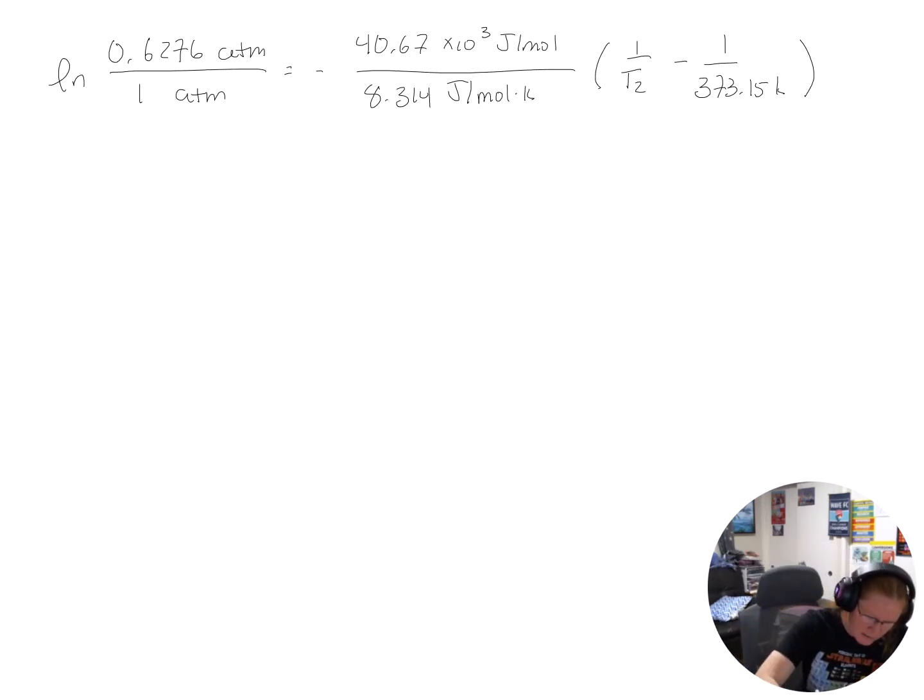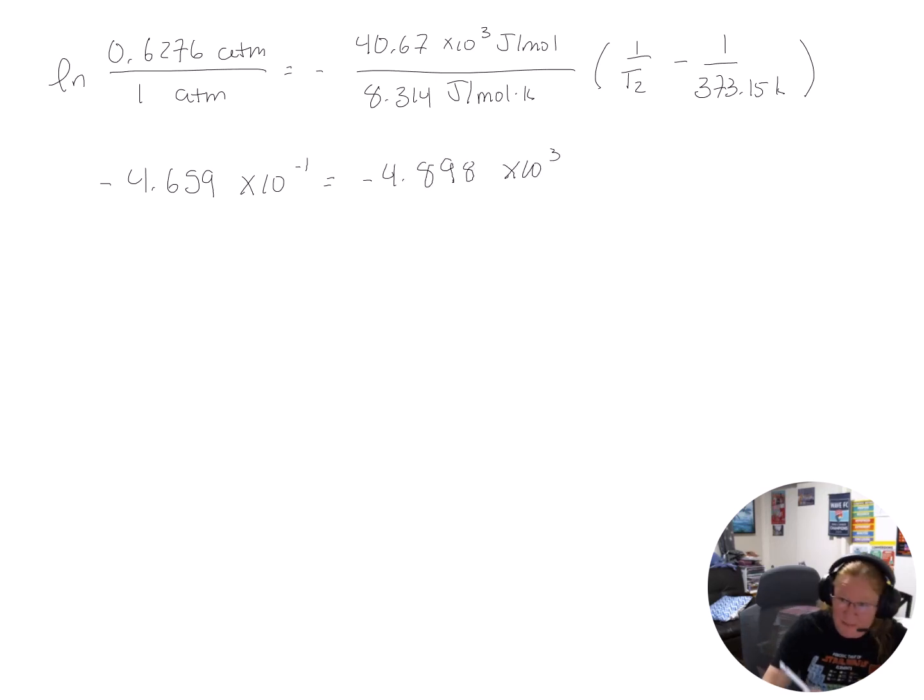So we get negative 4.659 times 10 to the negative first equals negative 4.898 times 10 to the third, times 1 over T2 minus 2.679 times 10 to the negative third. I was in the middle of writing this, the very end, when this errored out on me the first time, which makes me suspect that it might be the screen on my iPad.